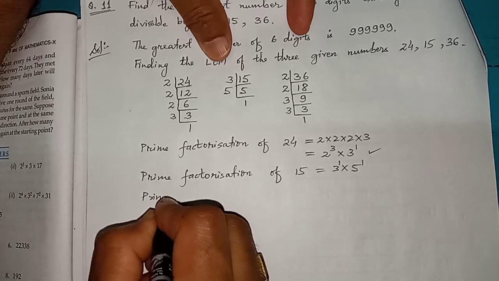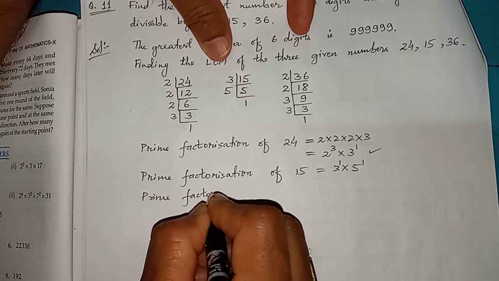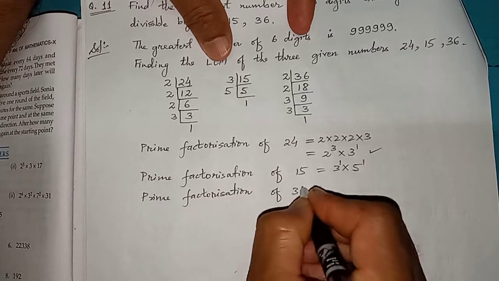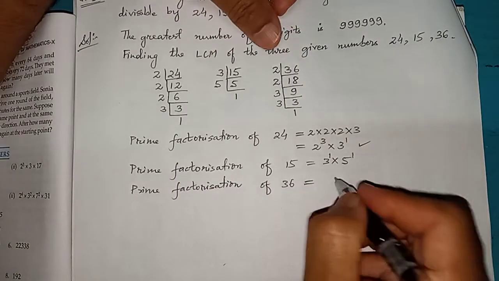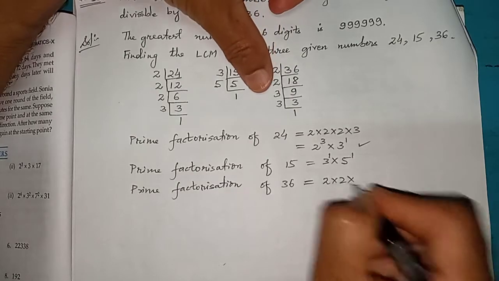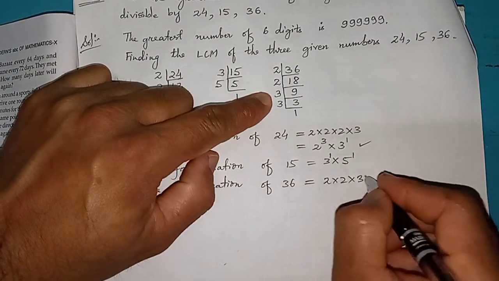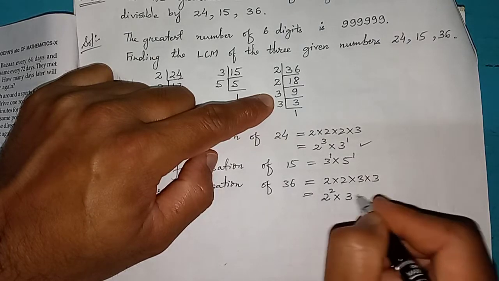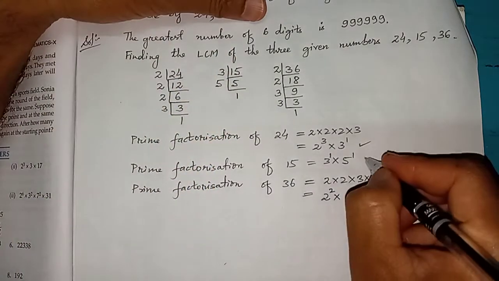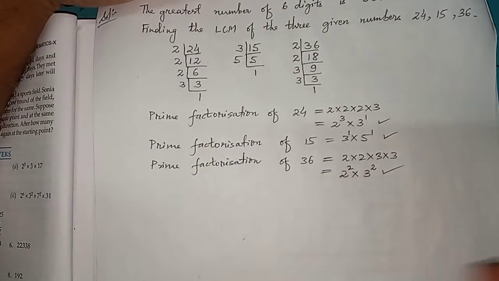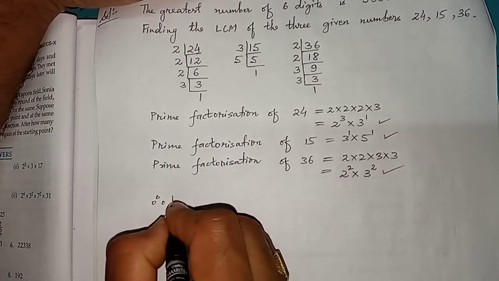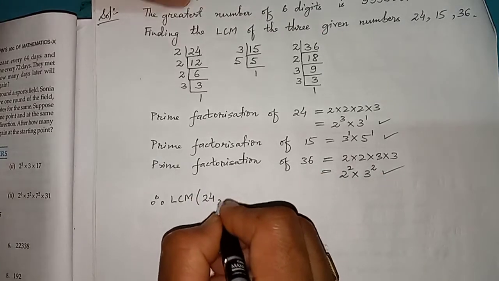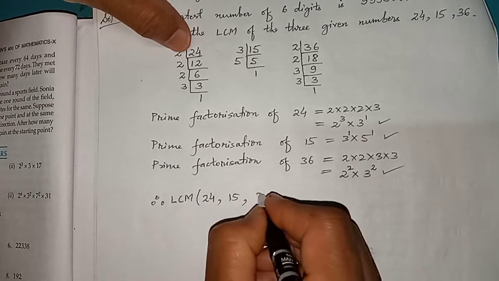Now I'll write the prime factorization of 36. For 36 we got 2 into 2 into 3 into 3. So 2 is a prime factor coming 2 times, power 2, and 3 is a prime factor coming 2 times, power 2. Okay, so we have got all the prime factors. So now we'll find the LCM, because this LCM is going to help us. Therefore the LCM of the three given numbers 24, 15 and 36.